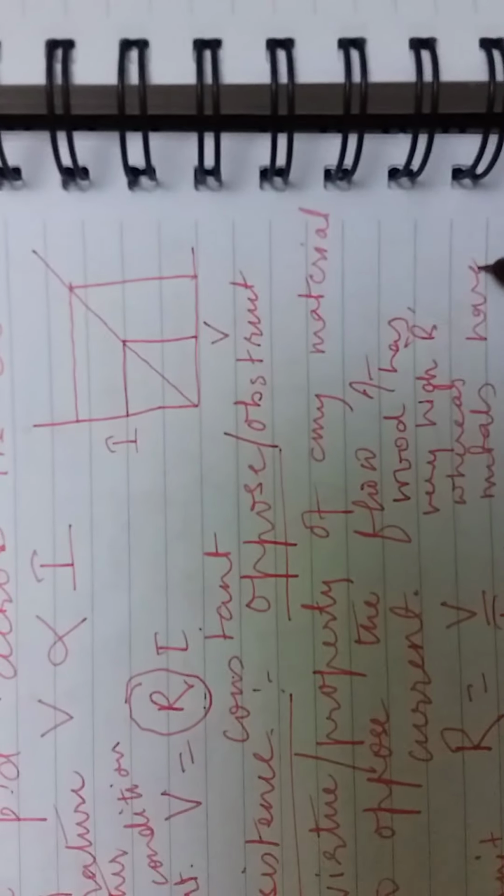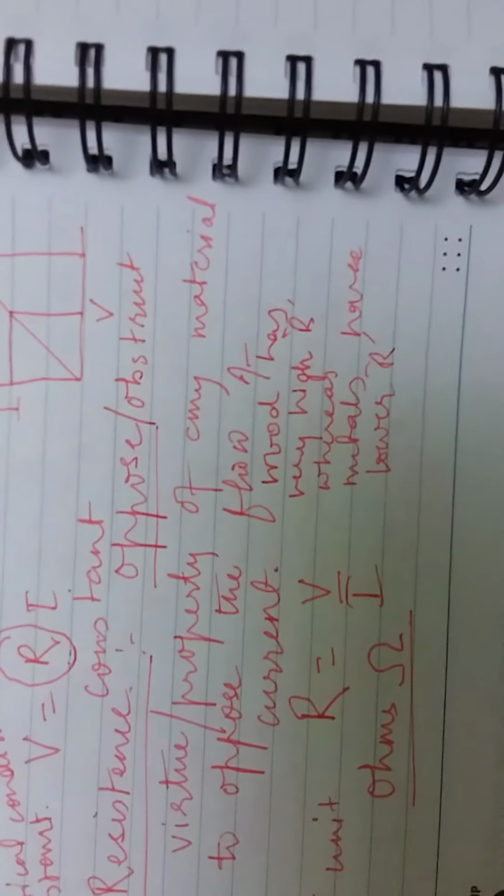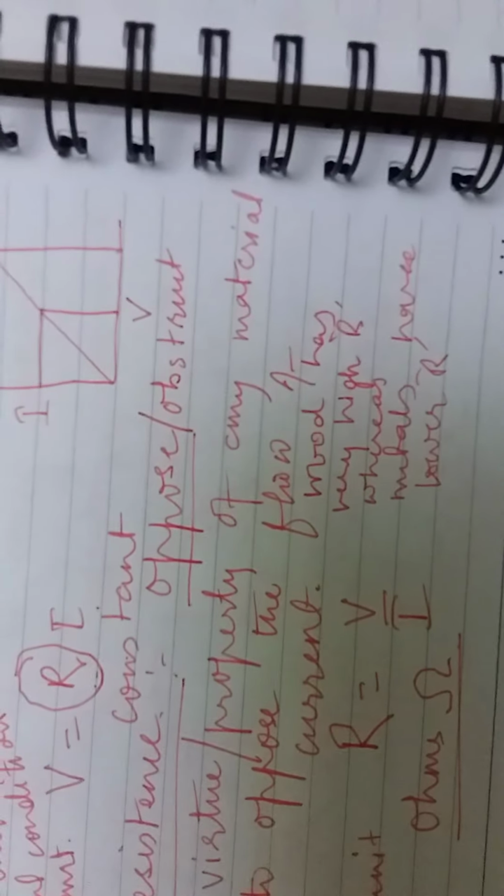Like wood has very high resistance, whereas metals have lower resistance. Metals have comparatively low resistance. We'll be dealing it separately, but let's find out what is the SI unit for this resistance, which is ohm. Clearly, we do remember the name ohm, the person who gave us the Ohm's law, right?